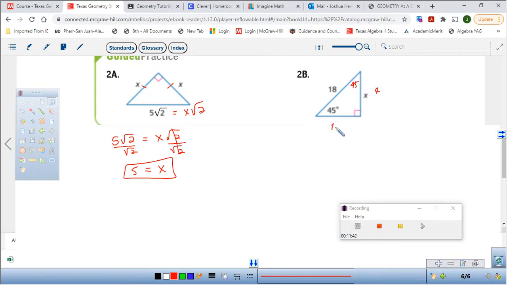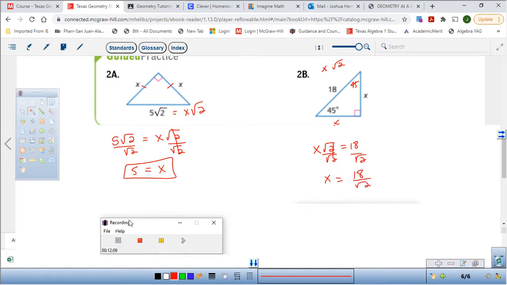So remember, this is like L, this is L, and then this one here is L times the square root of 2. So let me just change this. Since they put X, I'll put X, and I'll change this to X. Now that one right there, X times the square root of 2 is equal to 18. Divide by square root of 2, divide by square root of 2. Cancel it here. X is equal to 18 over the square root of 2.